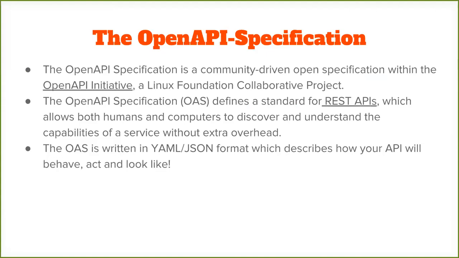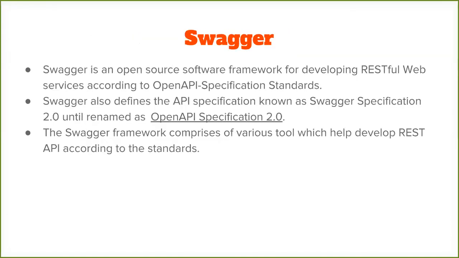This is written in YAML or JSON format, which describes your API. So OAS is nothing but an API description. When it comes to OAS, what we hear a lot about is Swagger. Swagger is an open source framework that supports OAS.